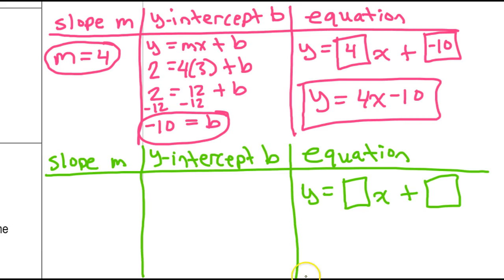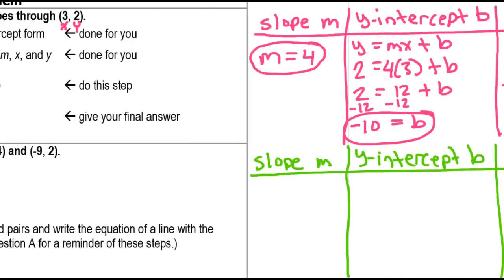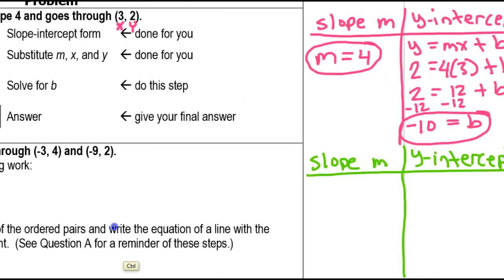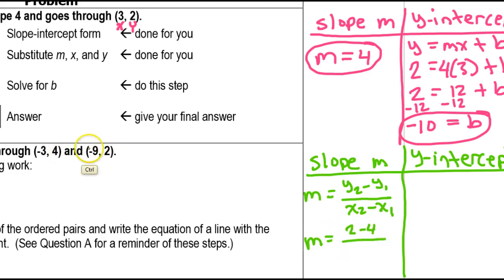So the chart method really just walks you through the process. Here, they've given me 2 points. The way you can calculate the slope when you're given 2 points is you do y2 minus y1 over x2 minus x1. Y minus y over x minus x. So in this case, that's going to be 2 minus 4 over negative 9 minus negative 3.